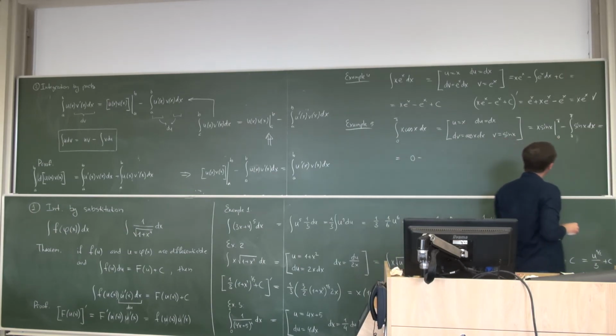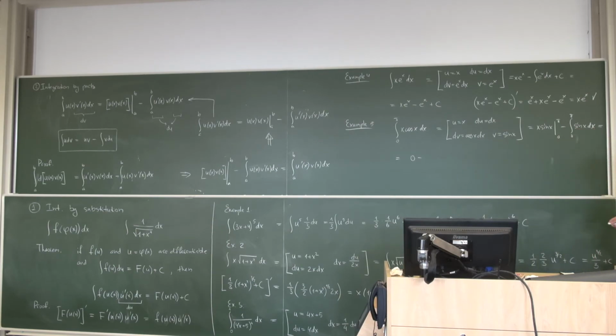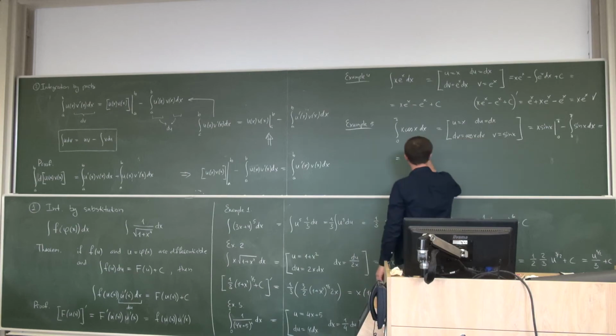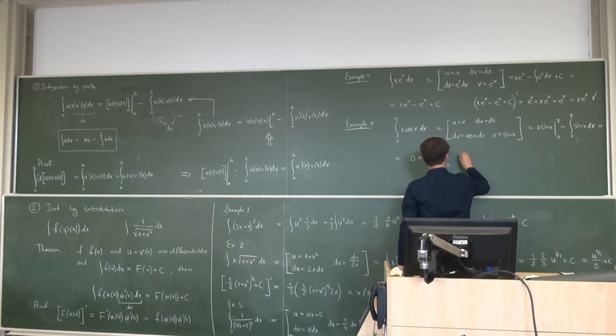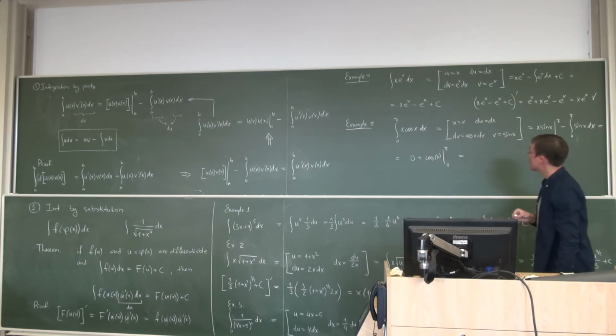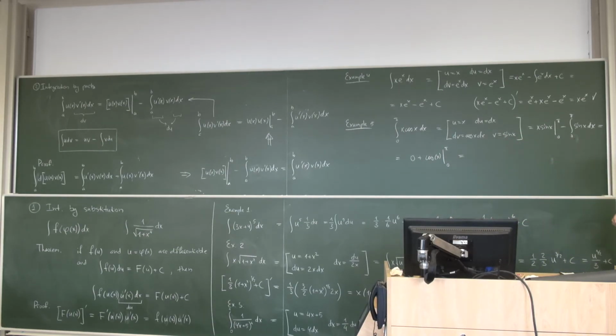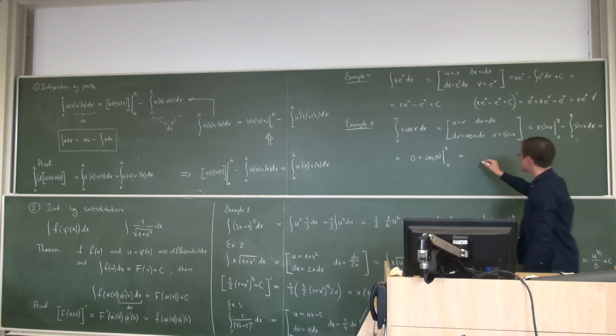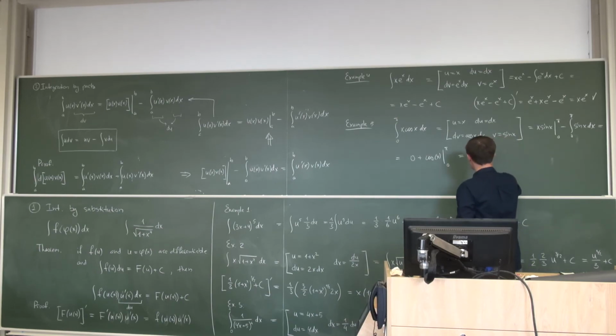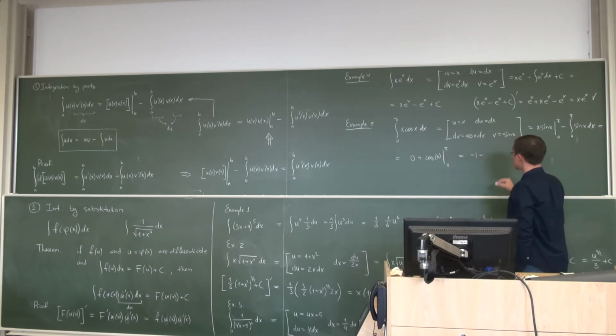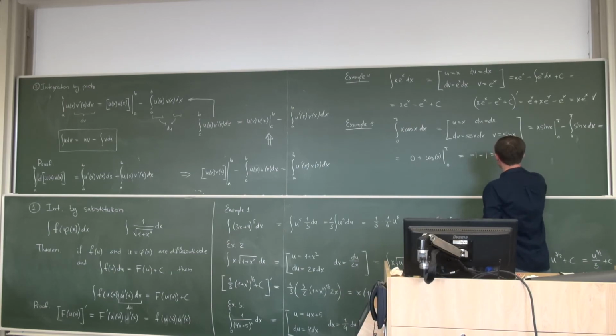minus integral sine x dx is minus cos, so plus cosine x from 0 to pi. Cosine on the pi limit is minus 1. So minus 1 minus cosine of 0 is 1. So the answer is minus 2.